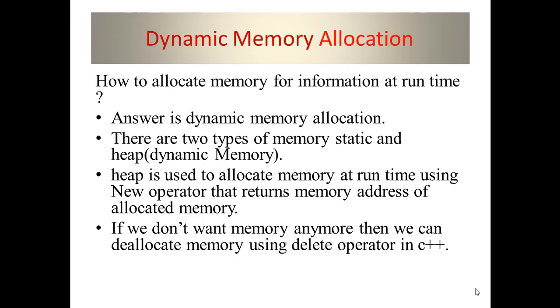This can happen by using the delete operator in C++. So basically, there are two types of memory. Number one is static memory and number two is the heap. And for the heap, there are two operators. Number one is the new operator and the second one is the delete operator. The new operator is basically used to allocate memory and the delete operator is used to deallocate memory, to free the memory so that other operations can use that memory allocation.